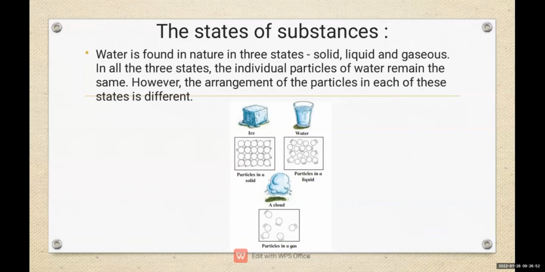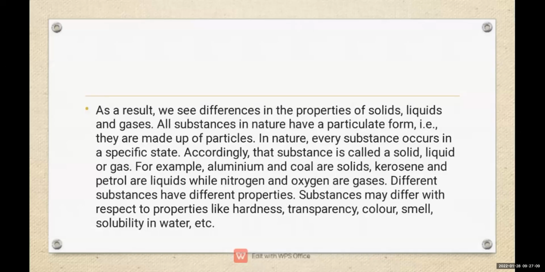Can you see this? Okay, ice cube is a solid state, water is in liquid state. Then can you see the cloud? It's in gaseous state. Okay, the water coming down from the cloud, like rain, is called the gaseous state. As a result, we see differences in the properties of solid, liquid, and gaseous.